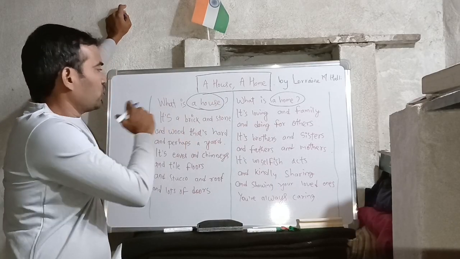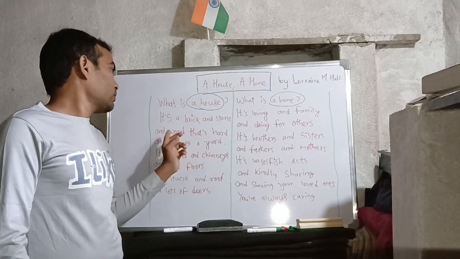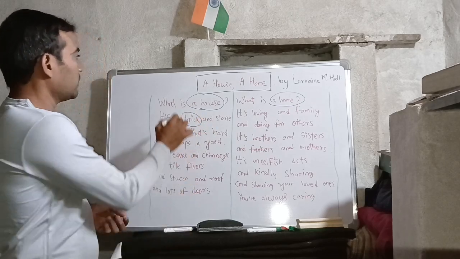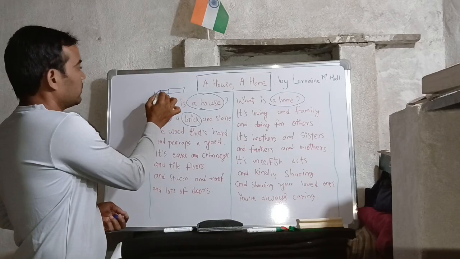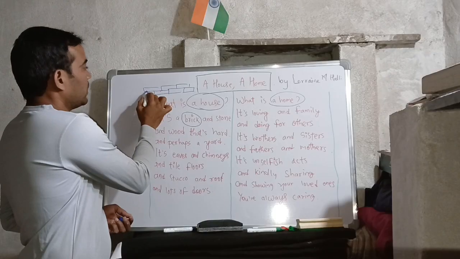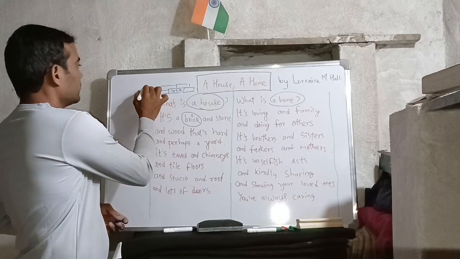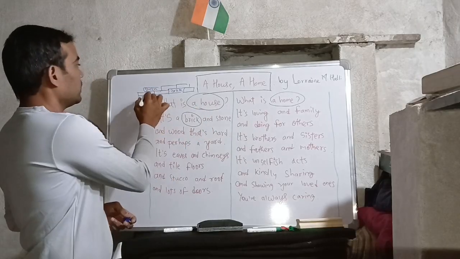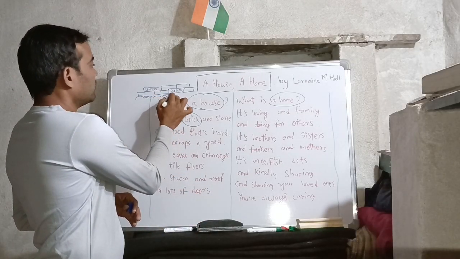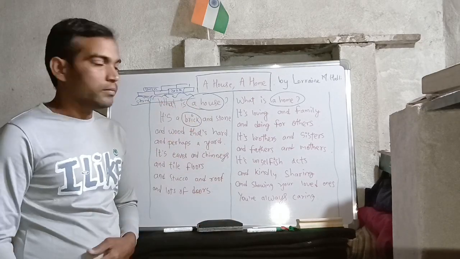So first of all, he asked this question: what is a house? In this poem, he says that it's a brick and stone and wood that's hard. It means this house is made of brick. What is brick? Brick is a type of material which is very helpful in constructing a house. And stone, of course. Before we put brick to the foundation, we put some stone in such a way that it enhances the strength of the house.